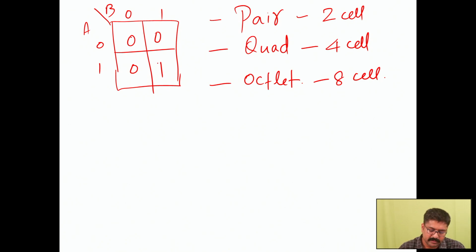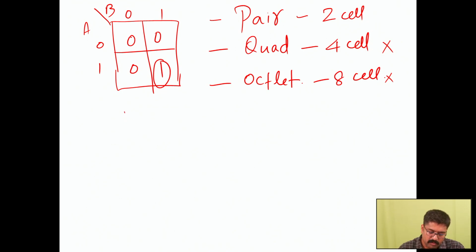So in this case, octet is not possible. Quad, if all boxes are 1 then quad is possible. In this case quad is possible. Pair, either here or here. This way is not allowed. Illegal pairing. Only if 1 is there we can pair like this. If 1 is here we can pair like this. So nothing is there to pair, so you will take it as a single.